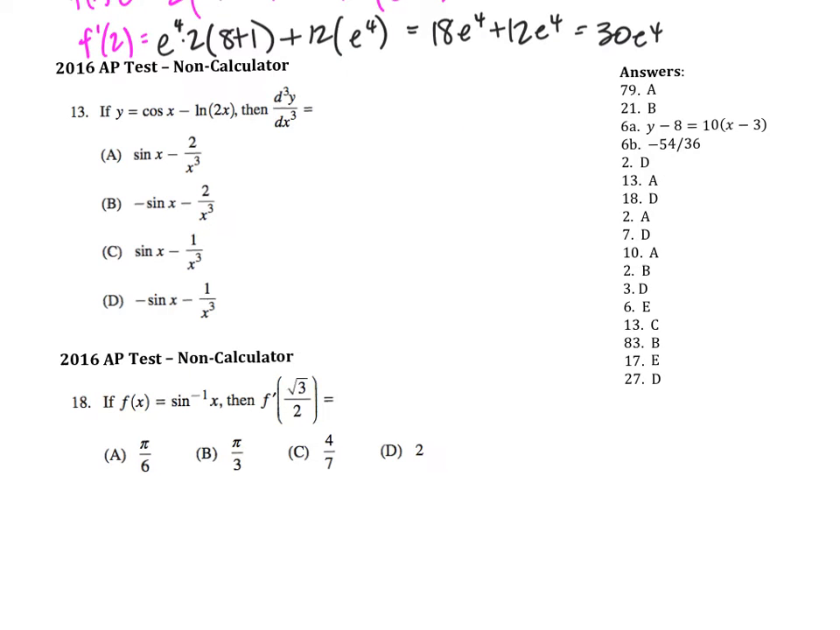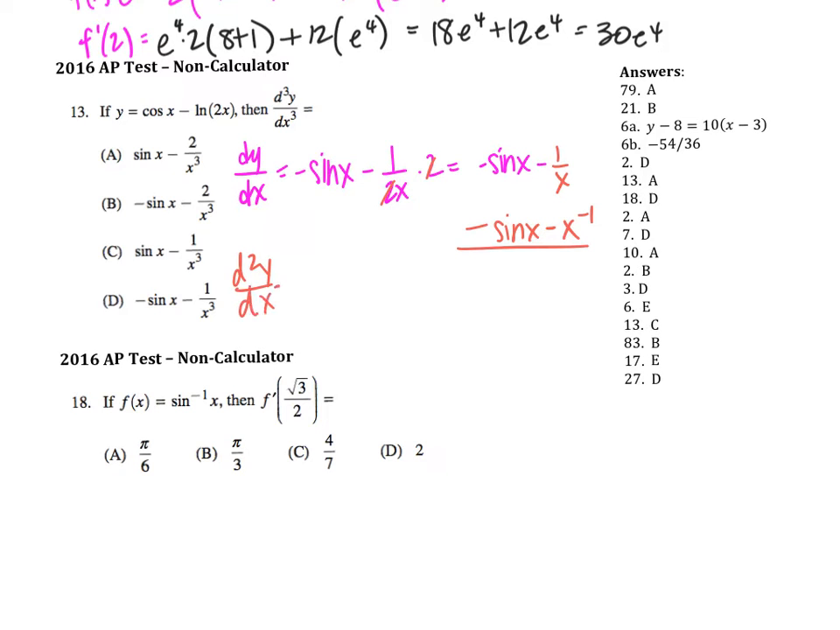Okay, 13 wants us to take the third derivative. Just for fun, the third derivative is called jerk. So the first derivative, dy dx, is the derivative of cosine, which is negative sine, minus the derivative of natural log, which is 1 over 2x times the derivative of the 2x, which is 2. I'm going to simplify that to be negative sine of x minus 1 over x, and that is the same as negative sine of x minus x to the negative 1. That's the first derivative.